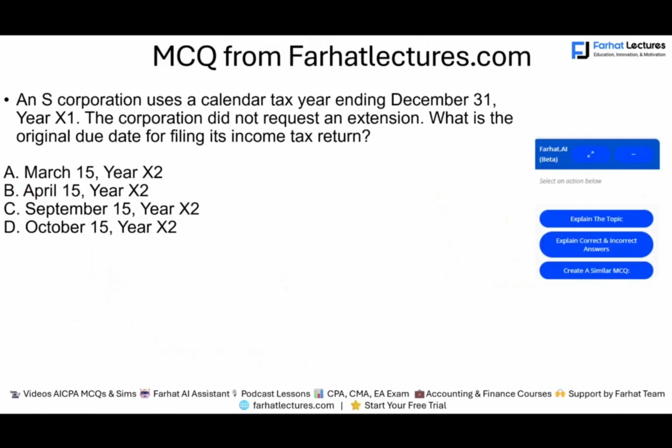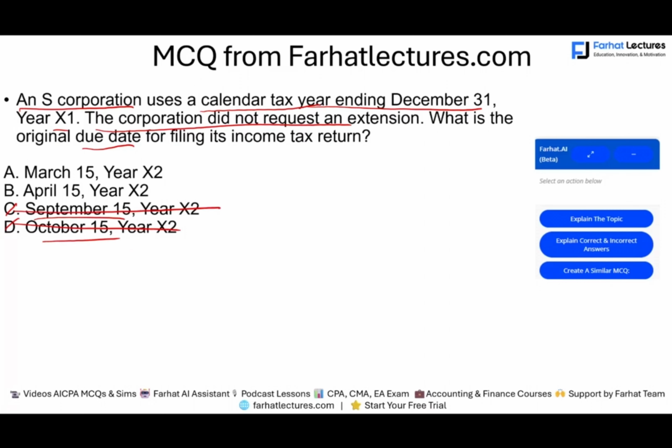Let's take a look at this multiple choice question from farhatlectures.com. An S corporation uses a calendar tax year ending December 31st, year X1. The corporation did not request an extension. What's the original due date for filing the income tax return? Well, I hope you can eliminate C and D, because that's giving them till September and October of year X2. That's too long. I would eliminate C and D.